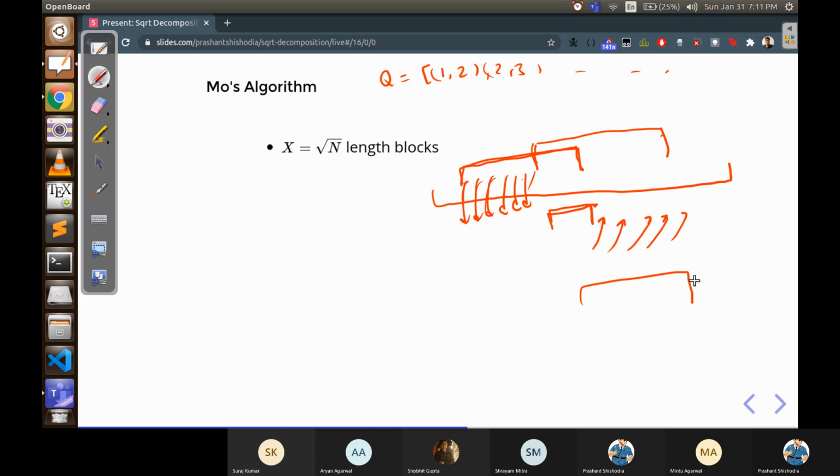That brute force is okay, right? That will take q into n time. That's okay for all of you, right? What if a query is overlapping the other, like we have a query in between them?